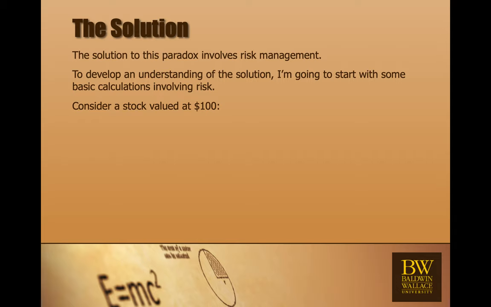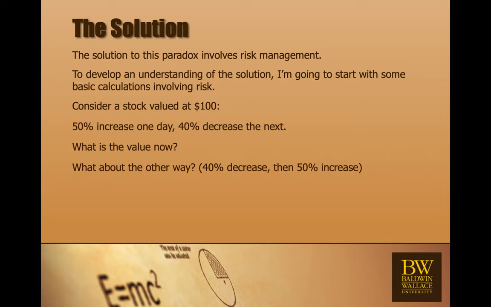So we're going to start simple, an imaginary stock valued at $100. One day it goes up 50%, the next day it goes down 40%. What's the value now? Well, if it's at 100, it goes up 50%, now it's at $150. Now it goes down 40%. We have to take 40% of 150. That's $60. So it goes down $60, the new value is $90.